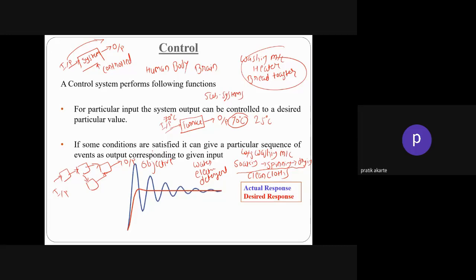So what is the takeaway from this slide? What is a control system? It's a combination of various subsystems connected in such a way that it will attain some desired objective. Second, the control system performs the following functions: for a particular input, outputs must be controlled to a desired value. Another function is, if some conditions are satisfied, it can give a particular sequence of events as output corresponding to the given input.